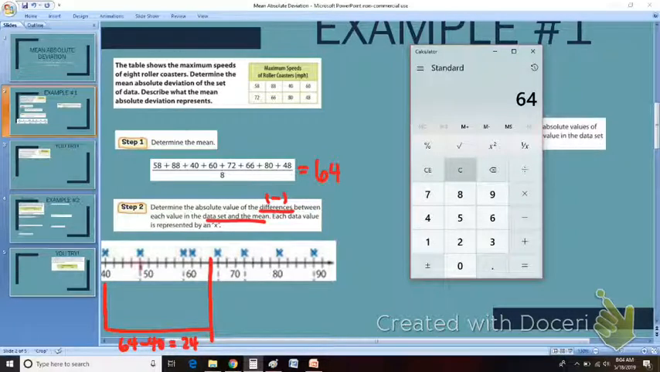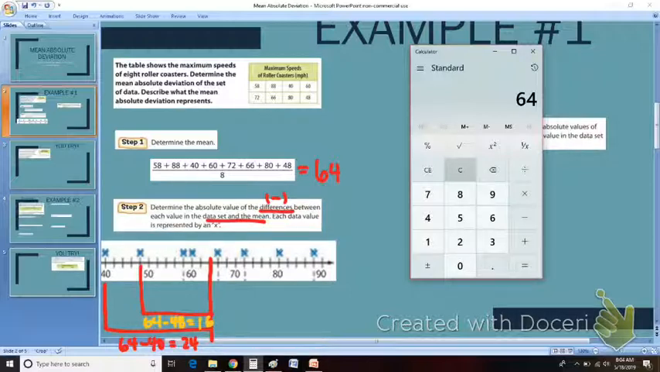42, 44, 46. This is 48 to our mean. I'll do a different color. So we get 64 minus, what did I say, 48. Okay, when I subtract that, I get, not 26, 16.